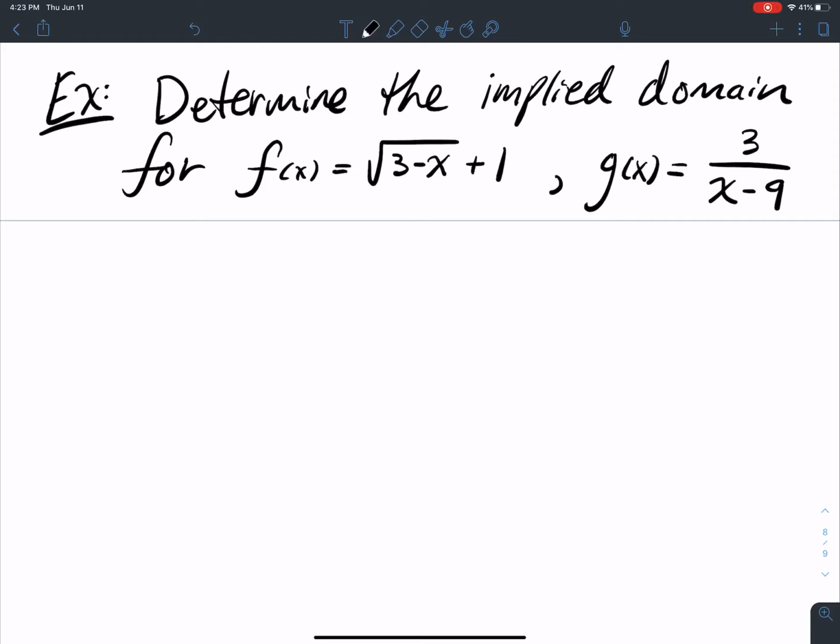So we're going to determine the implied domain of these two functions here. Now, there's two things so far that we have got to watch out for. Number one, we've got to not take square roots of negative things. And number two, we cannot divide by 0.